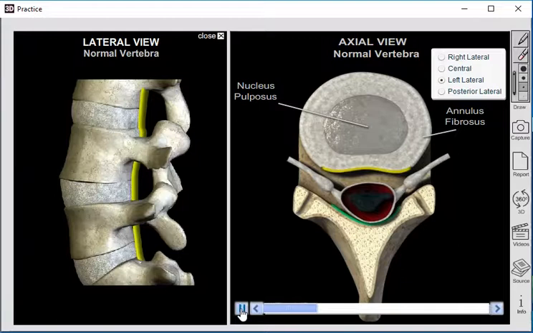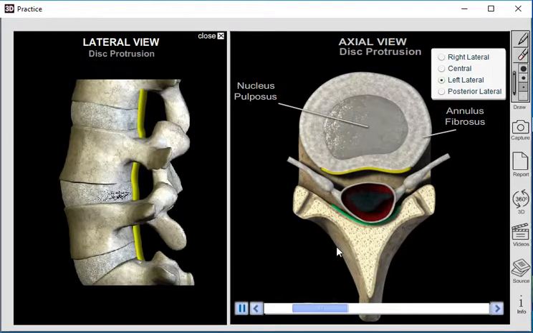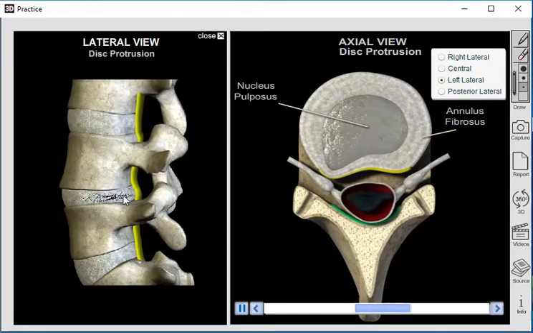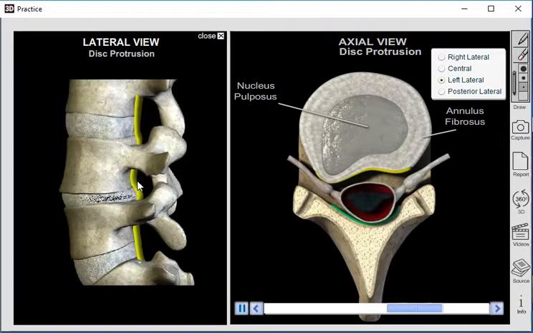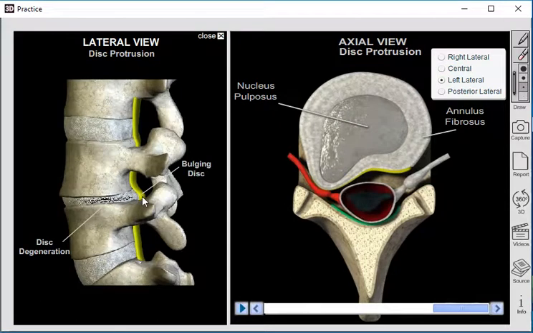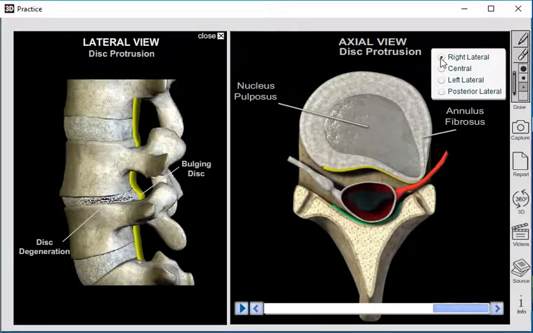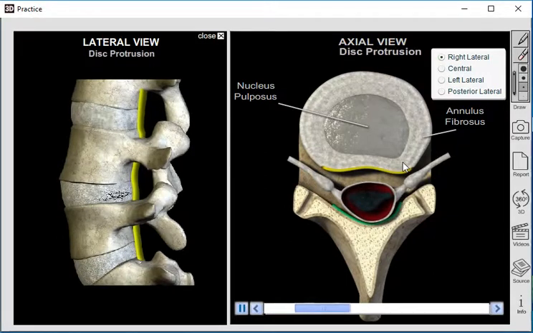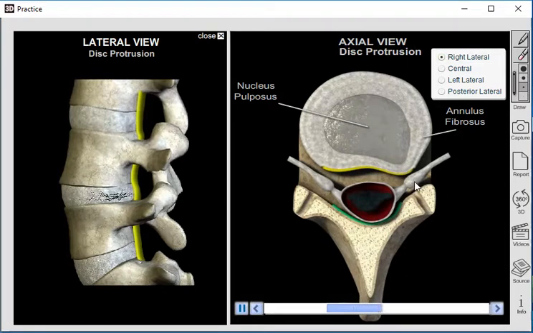So we'll go ahead and play this video now so you can just see it moving. Here we're seeing this starting to push out, and here we're starting to see this breakdown, this degeneration as it's pushing out on that yellow ligament there. So there we go. We now have this area around here called the annulus fibrosus pushed out, and the nucleus pulposus is pushing as well. This is a left lateral. Right lateral is just going to be the opposite side. Same thing, going out towards the right side, pressing upon that ligament.